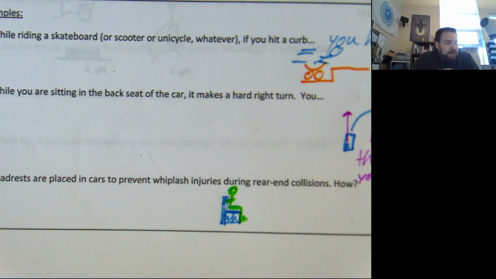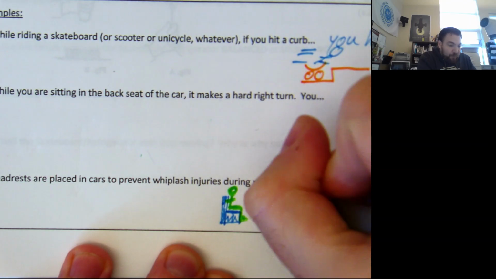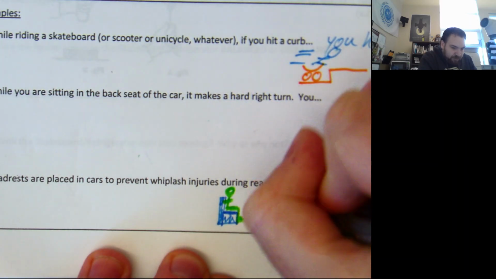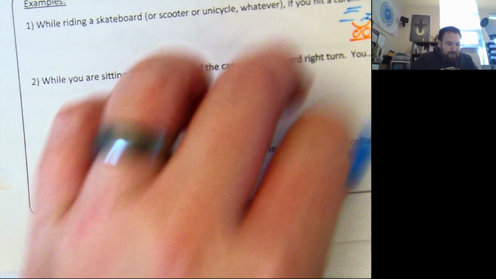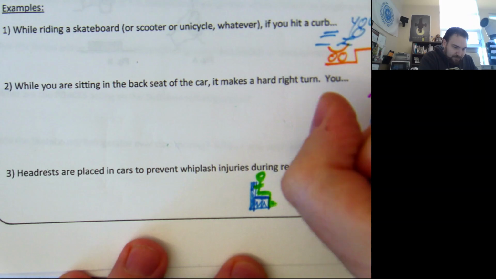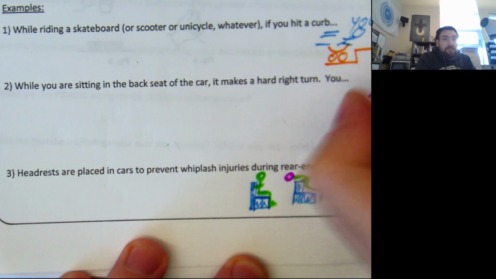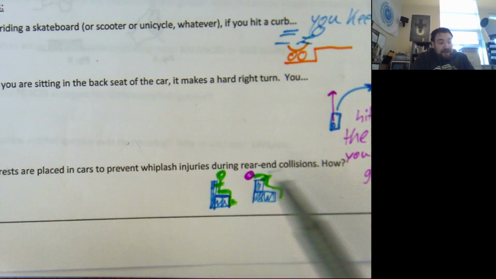Take from there. When you get rear-ended, the head wants to stay where it is. Unfortunately, the rest of you wants to keep going forward. And now you have a problem. Without a headrest, this is what you're going to experience. It wasn't moving. It's because your head weighs a lot.